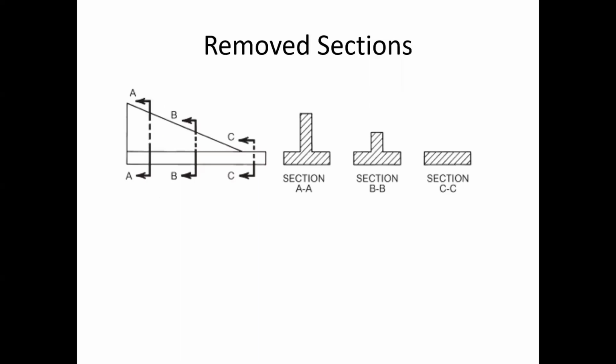We pull these sections out, following the labels: section AA, BB, and C. So we create those section views. Again, we're only concerned with what's happening right along those sections. That's why you're not seeing the rest of it back here in those views.